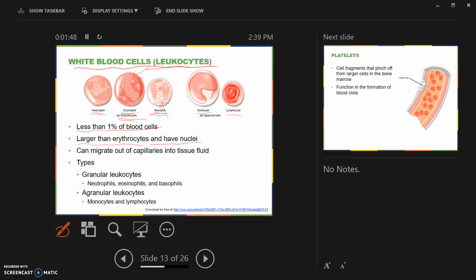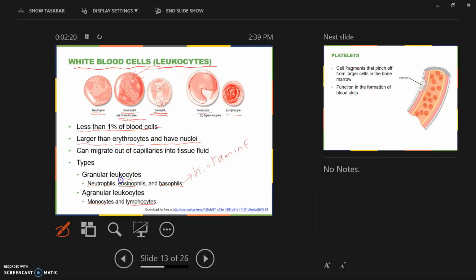Again, the granular leukocytes are neutrophils, eosinophils, and basophils, and then the agranular leukocytes are monocytes and lymphocytes. Basophils are responsible for releasing histamine, which is the chemical that causes your airways to constrict and your blood vessels to dilate whenever you have an allergic reaction. That's why we take antihistamines to make us feel better.